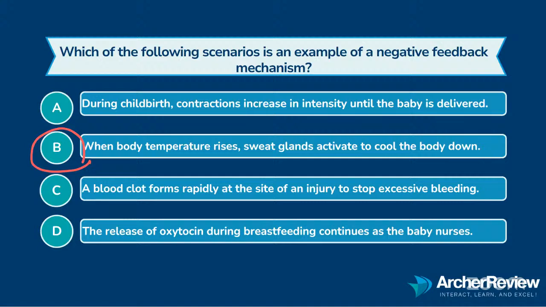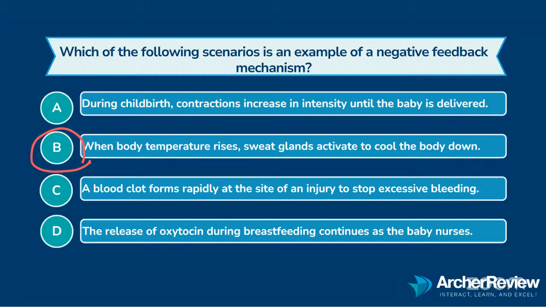And so when that body temperature rises, then the negative feedback is going to try to bring it back to balance by activating sweat glands. If we were to get too cold, our body temperature would get too cool. We would have shivering. We would have blood vessels constricting to try to get our body temperature back to that set range. All right. Now, A, C, and D, those are all examples of positive feedback.